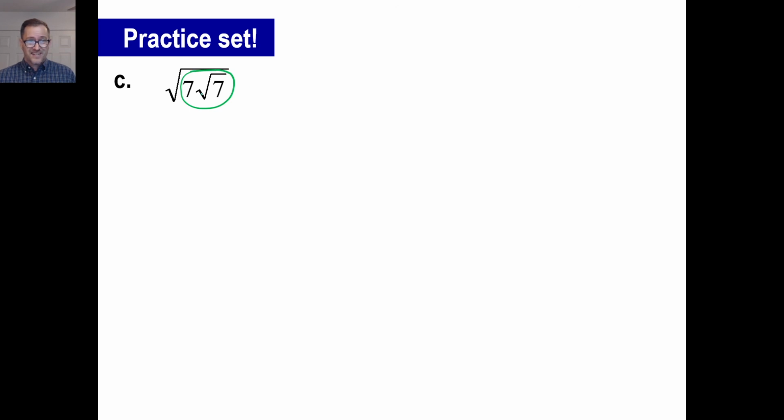So 7 just sitting there by itself is 7 to the 1 power. The square root of 7 underneath there, by definition, is 7 to the 1/2 power. Now you can do the same thing you would do if you had a to the 4th times a to the 5th is a to the 9th. You just add the exponents. So 1 is just 2 over 2. 2 halves plus 1 half is 3 halves. So this is what you have right there.